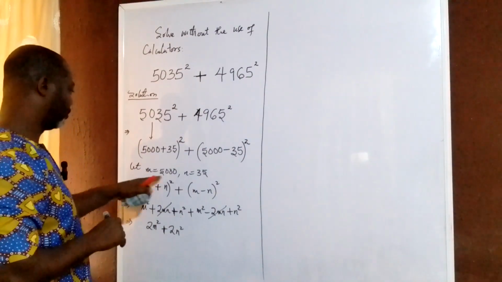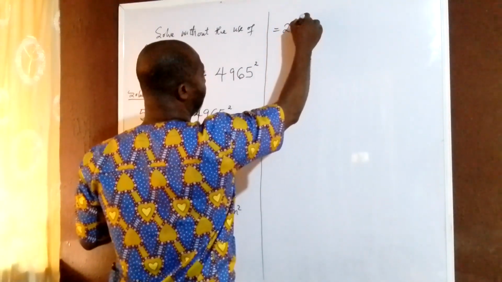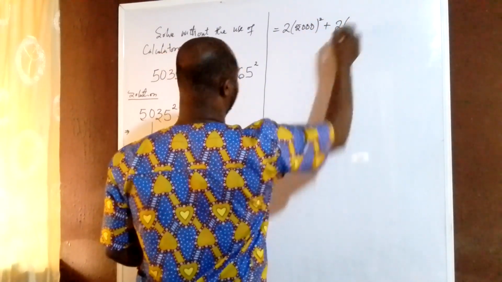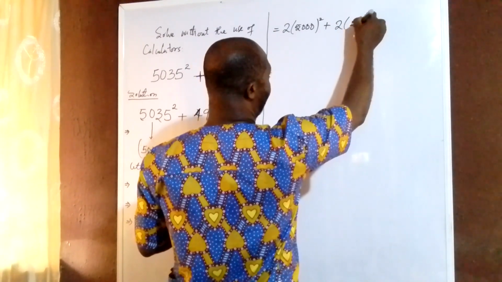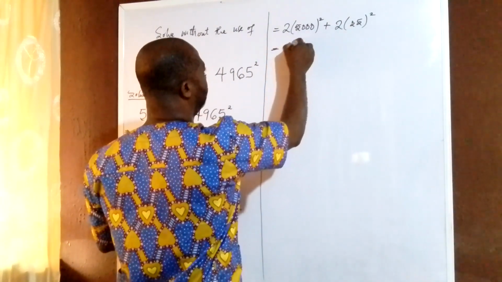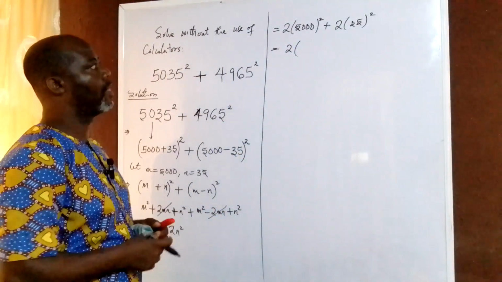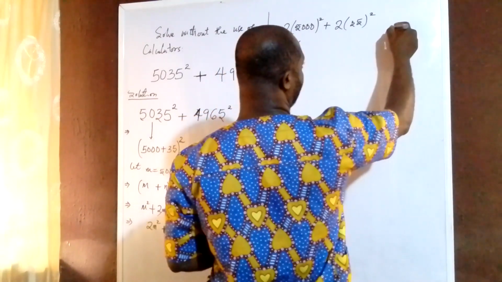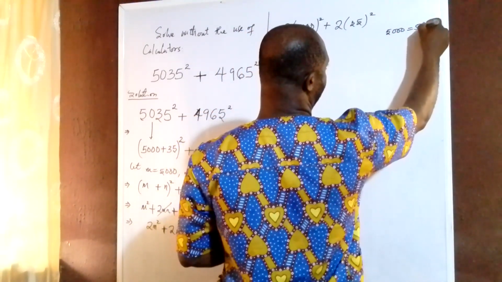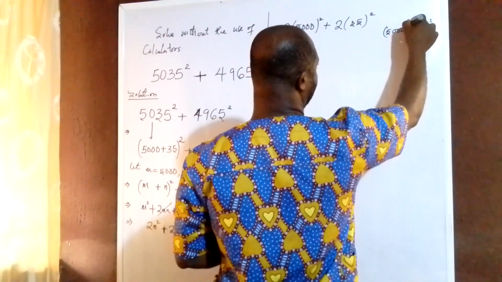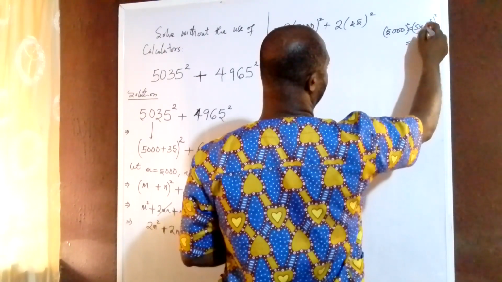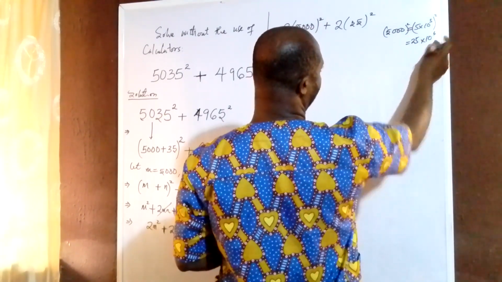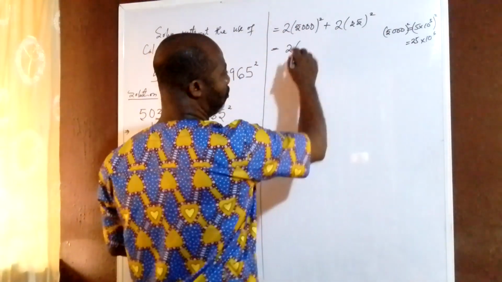So don't forget we have said that m should represent 5,000, so I'm going to say 2 times 5,000 squared, plus 2 times n, which is 35, squared. So I have 2 times 5,000 to the power of 2. That is going to give me 25 million, because 5,000 is similar to 5 times 10 raised to the power of 3. If I have this squared, 5 squared is 25, and then 10 to the power of 3 squared will be 10 to the power of 6, and this is 1 million.